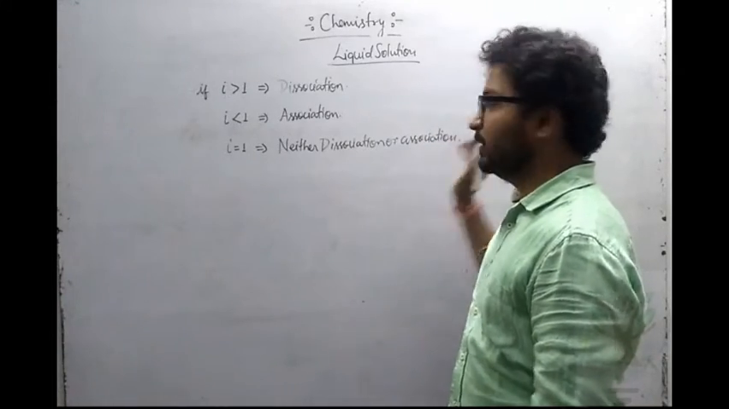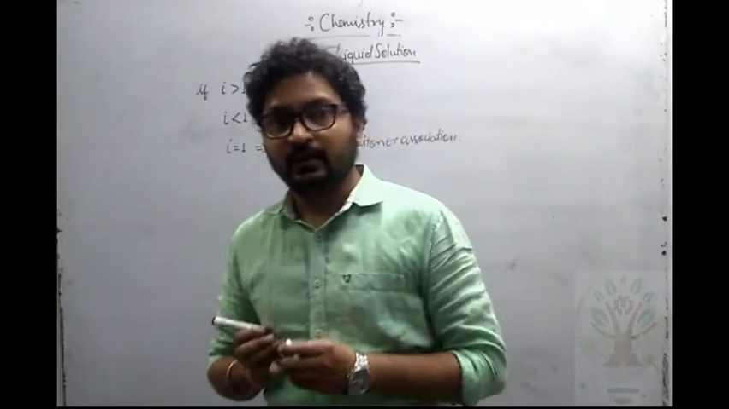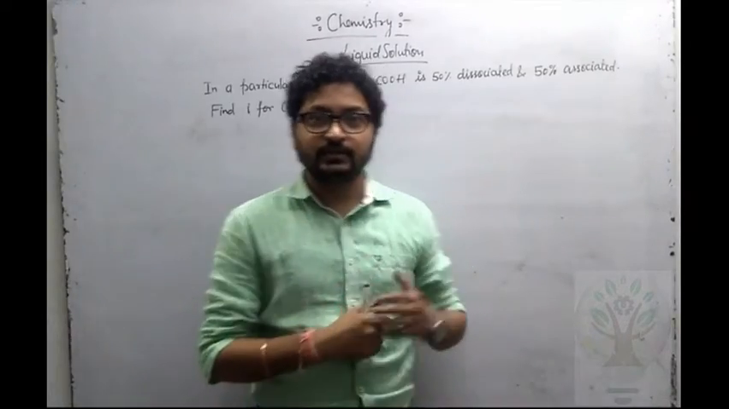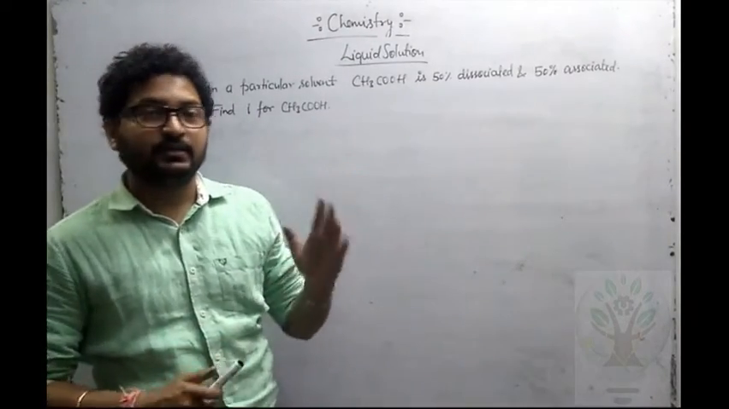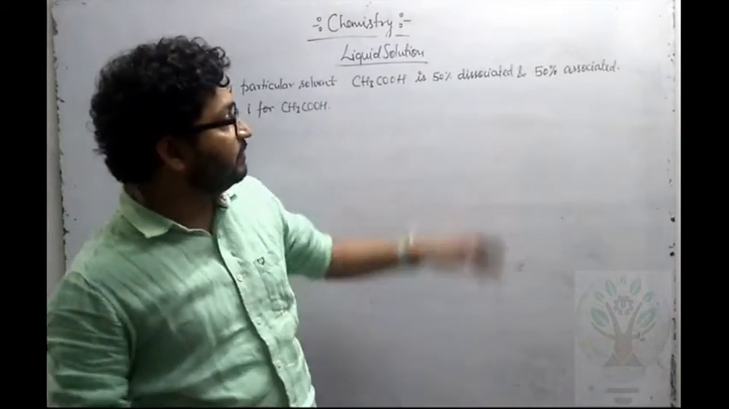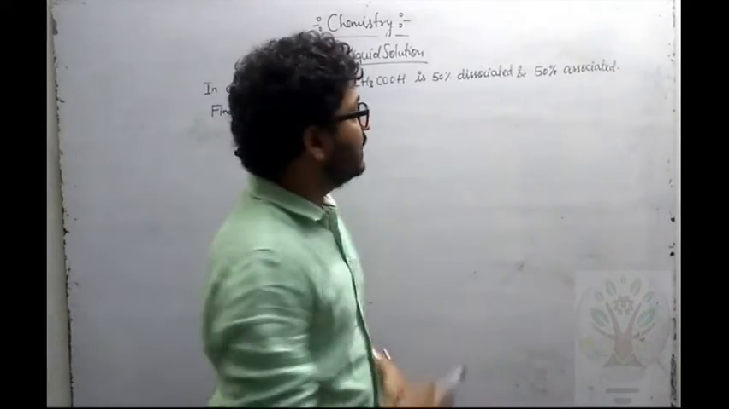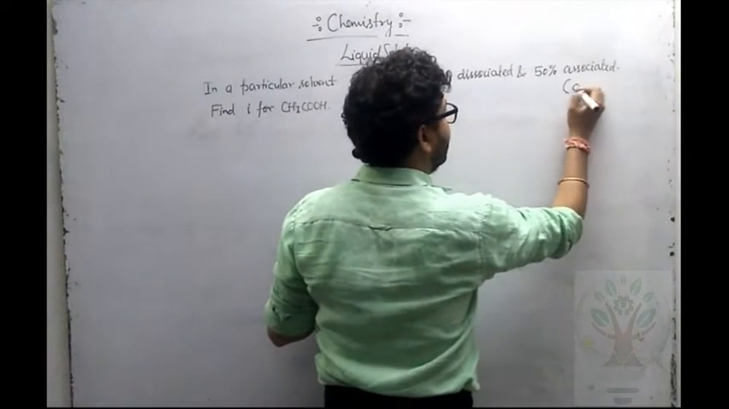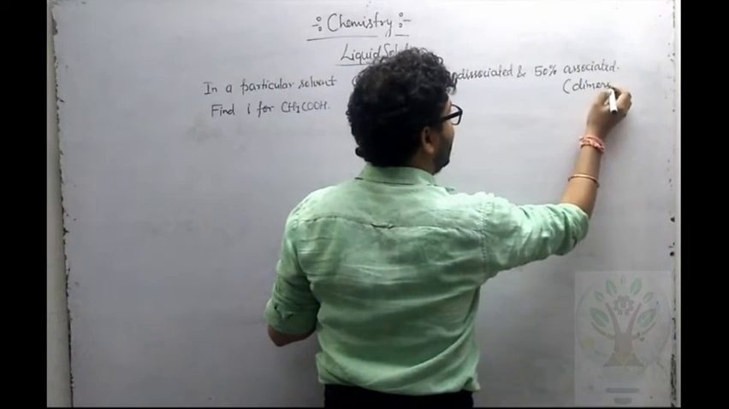Okay, good. Let's move to the next problem. Next question is, in a particular solvent, CH3COOH is 50% dissociated and 50% associated. I should correct it, associated, you could write it here, dimerized.